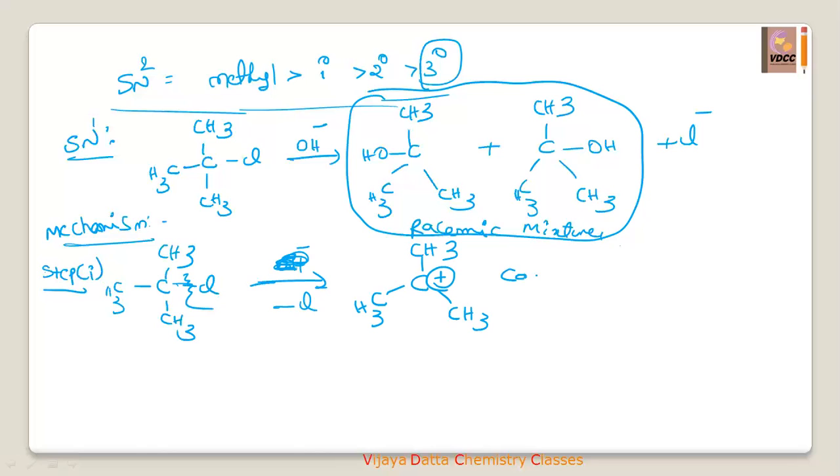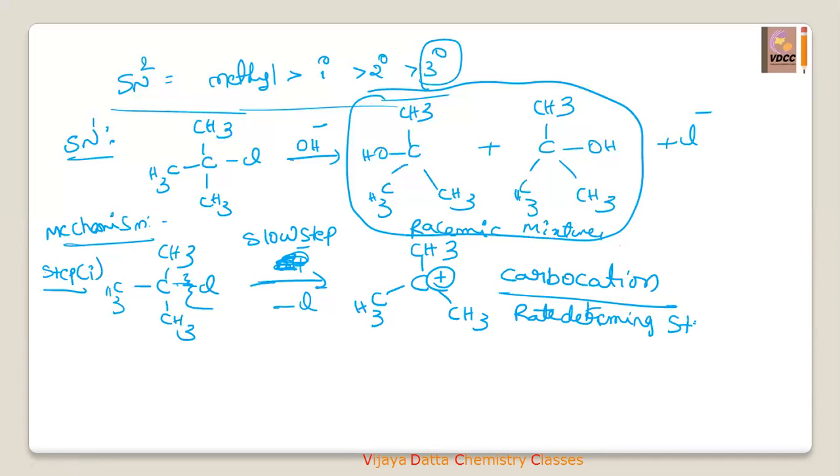This is called a carbocation, and this step is the slow step. The leaving of the carbon-chlorine bond is the slow step, so it is called RDS. RDS is nothing but the rate determining step.